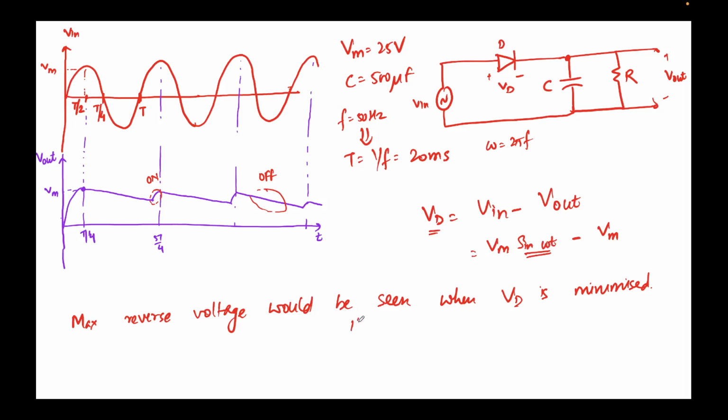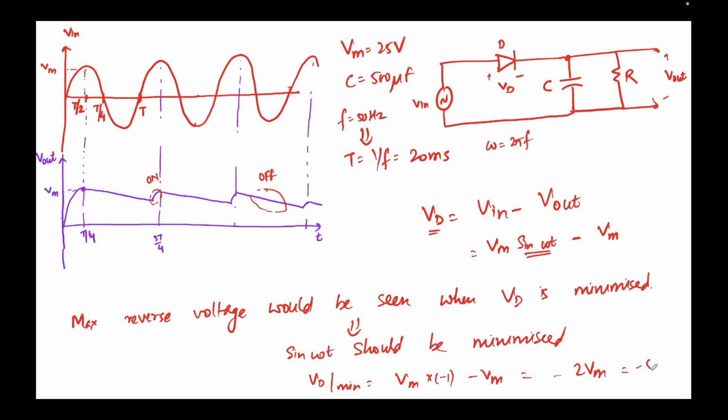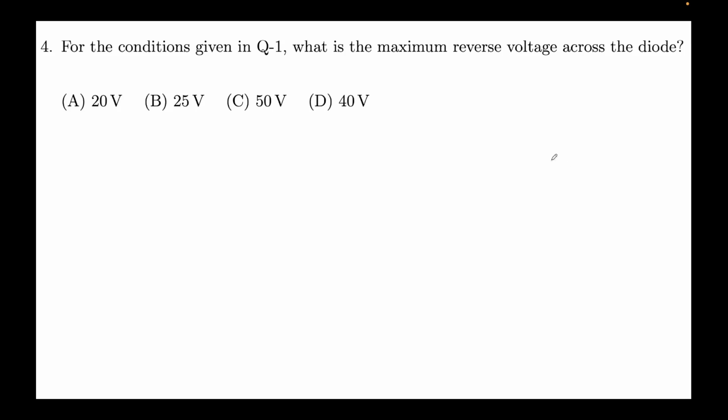So to minimize this means sine omega t should be minimized. And how do we do that? Sine omega t is maximum minus 1, so I can write that VD min is nothing but Vm times minus 1, minus Vm. This will be nothing but minus 2 Vm, which is minus 50 volts. So the peak reverse voltage that the diode will see is minus 50. Since we are talking about reverse voltage, we'll just write the magnitude, which is 50 volts over here.